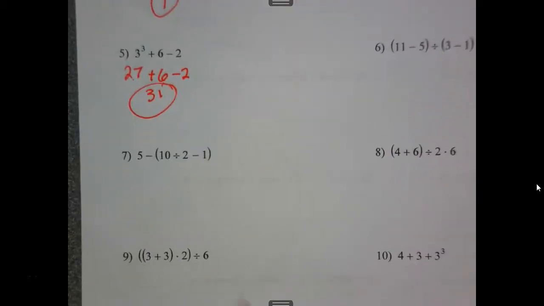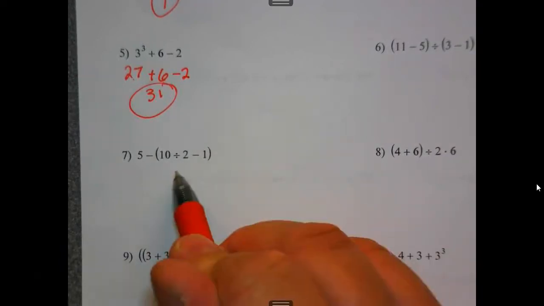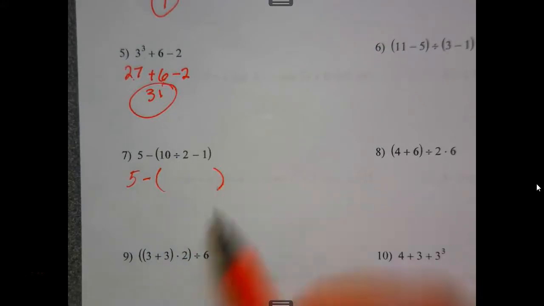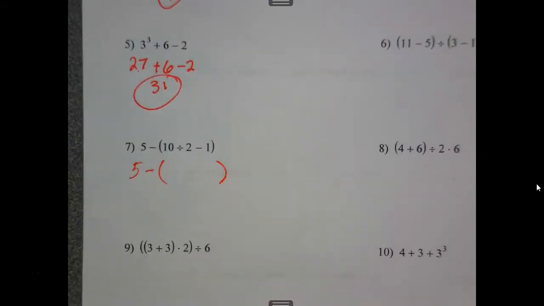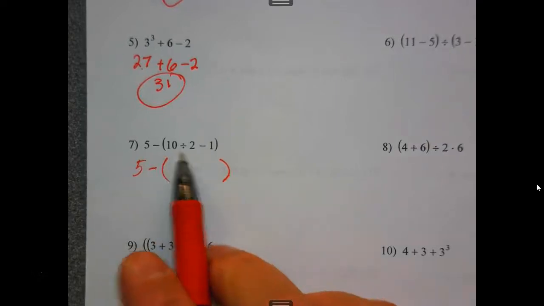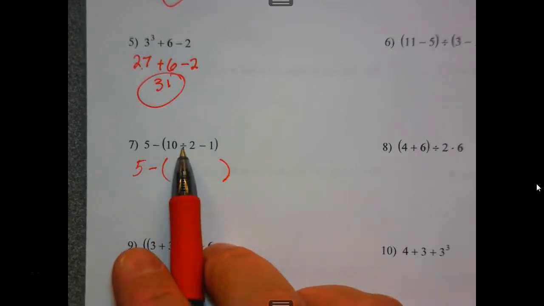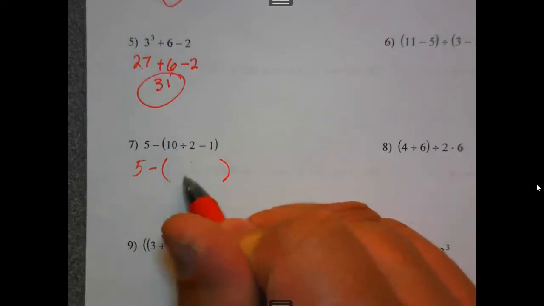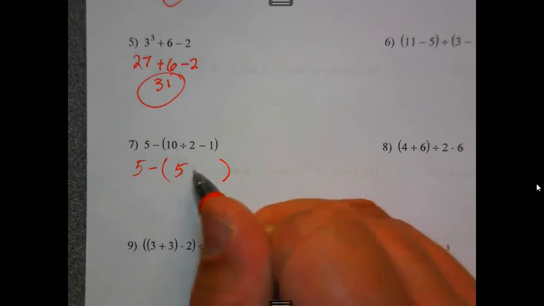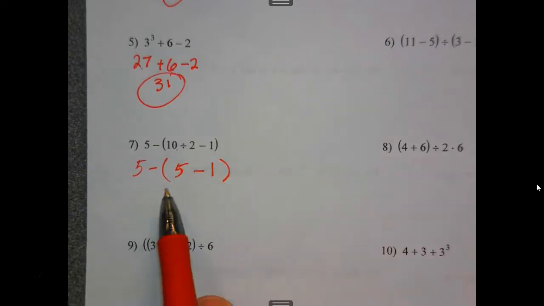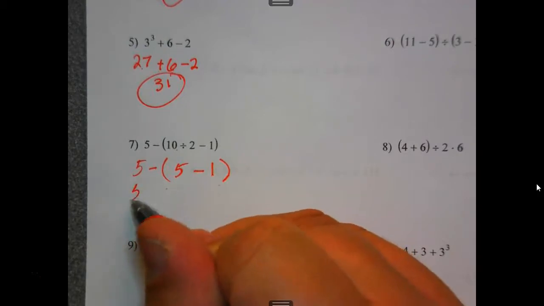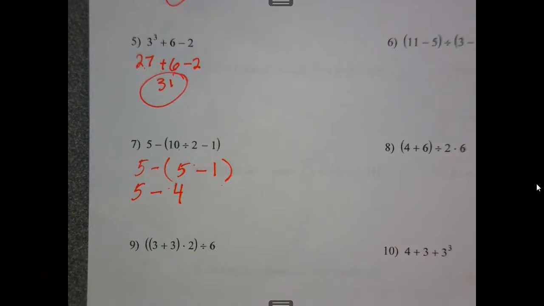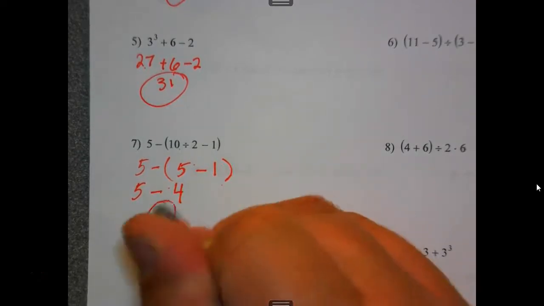Okay, number 7. We're going to do parentheses first. So I have 5 minus the parentheses. Inside the parentheses, what do I do first? 10 divided by 2, because multiplication and division is before subtraction. So 10 divided by 2 is 5. Then I have the minus 1. Still got to work on my parentheses. 5 minus 5 minus 1. Now I can drop my parentheses. 5 minus 4 is 1.